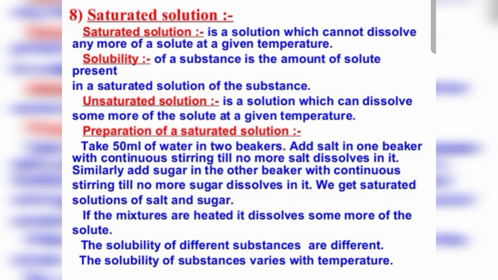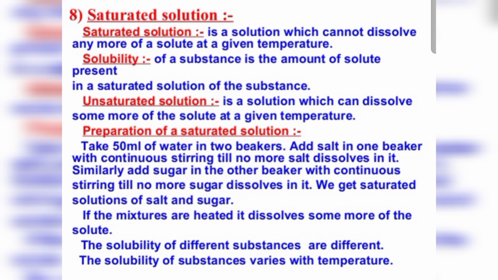Now how can we prepare a saturated solution? We can prepare a saturated solution by this activity. Take 50 ml of water in two beakers. Add salt in one beaker with continuous stirring till no more salt dissolves in it. Similarly, add sugar in the other beaker with continuous stirring till no more sugar dissolves in it. Now we get saturated solutions of salt and sugar, because no more sugar or salt can be dissolved in this solution. If the mixtures are heated, they dissolve some more of the solute.